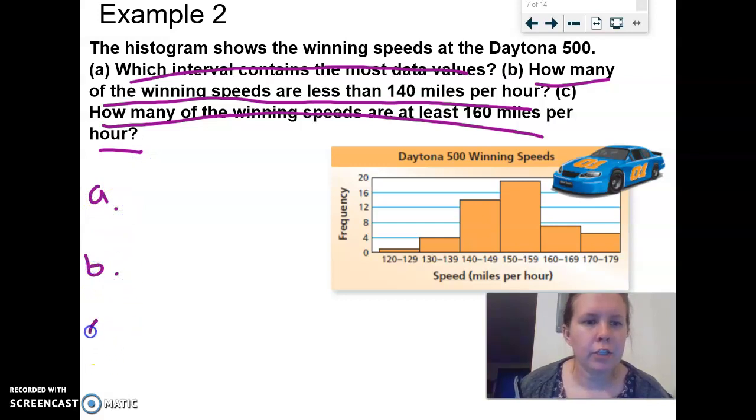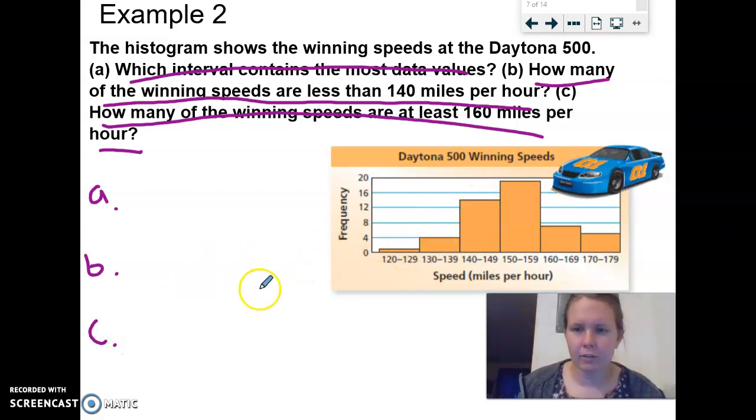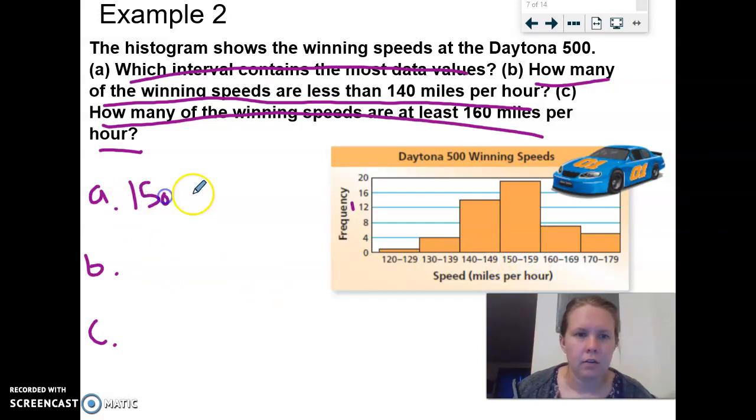So we've just got some questions we need to answer by looking at this data and figuring out some of these numbers. A says which interval contains the most data. So I'm looking for the highest frequency. That's going to be my most data. As I can see, my highest data looks to be here, so that is my interval range of 150 to 159. We're just interpreting the graph here. We didn't have to make it. We're just going to take a look at it.